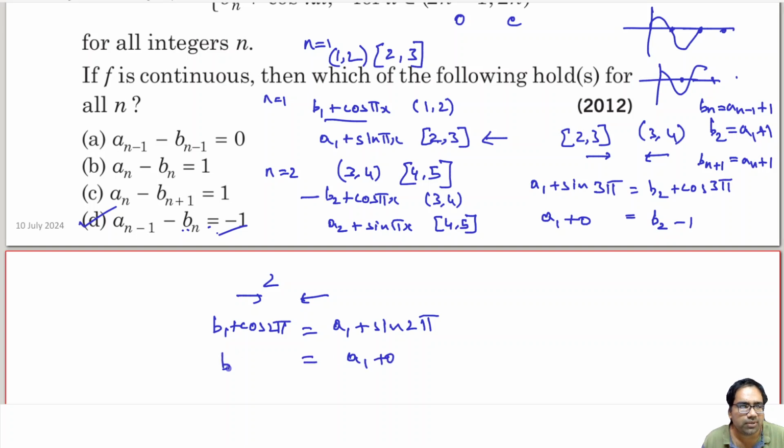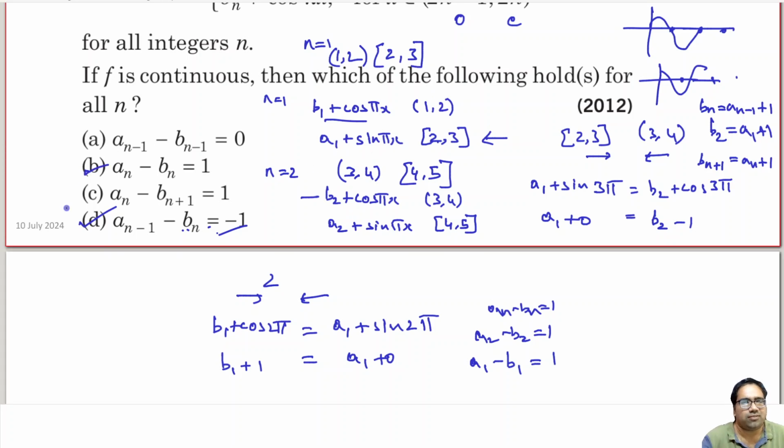And b1 plus cos 2 pi is 1. Cos 0, cos 2 pi, cos 4 pi, all are 1s. What does that mean? a1 minus b1 is equal to 1. Similarly, a2 minus b2 is equal to 1. Similarly, an minus bn is equal to 1. We can directly substitute instead of this 2, 3s and all. So we can in fact put n, 2n and all. So an minus bn is equal to 1.